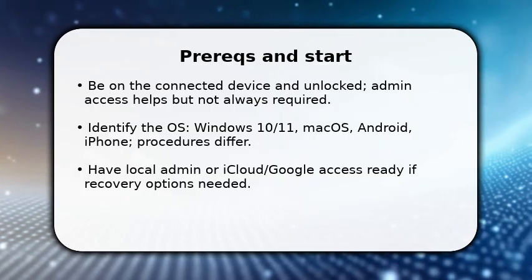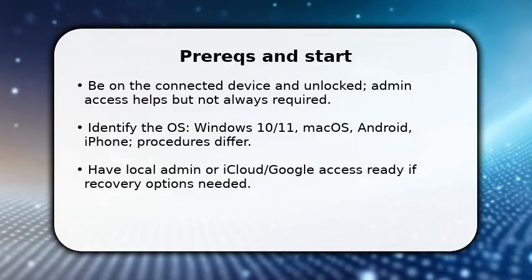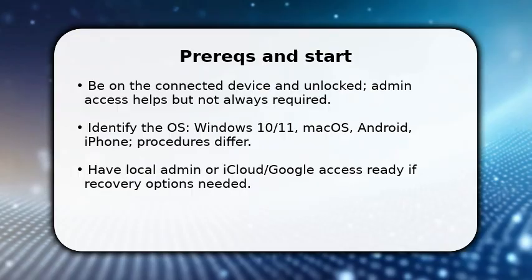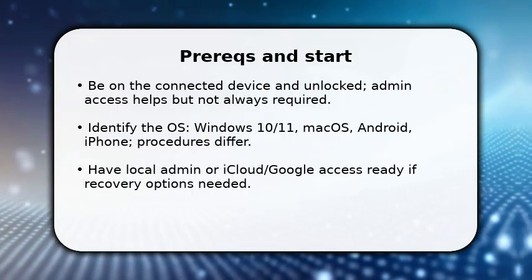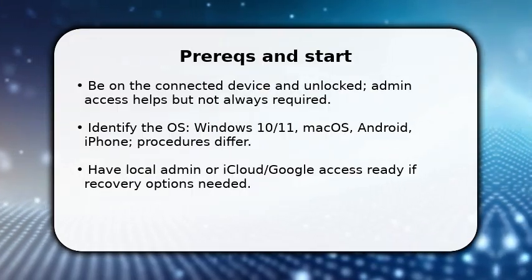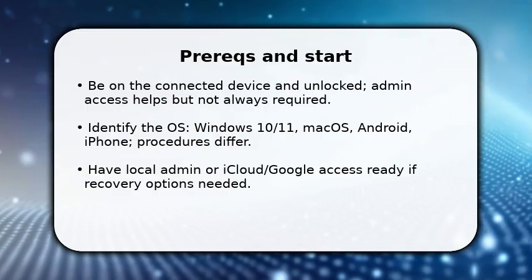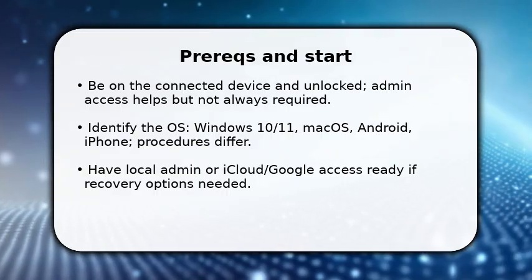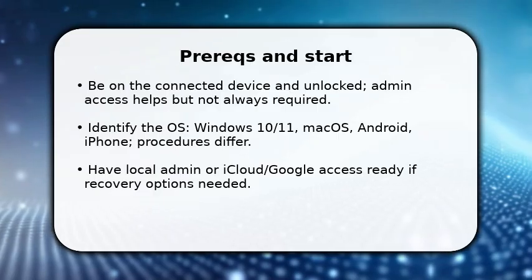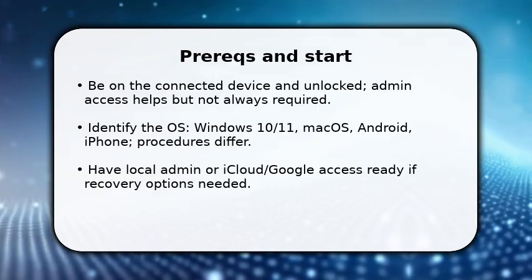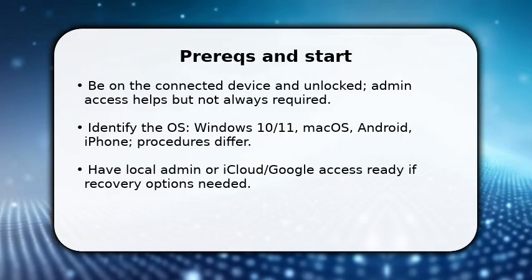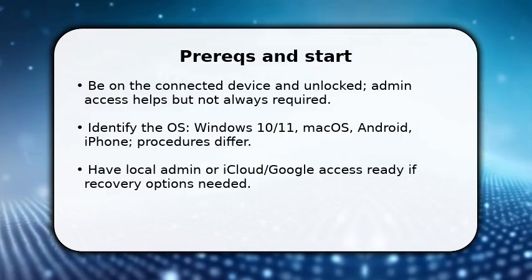You begin on the device already connected to the Wi-Fi network. First, confirm the device type and that you have permission to view network settings. This matters because system tools differ. Once done, open the native network settings panel: settings on Windows, system preferences on macOS, or Wi-Fi settings on mobile. Make sure you avoid third-party apps at this stage.